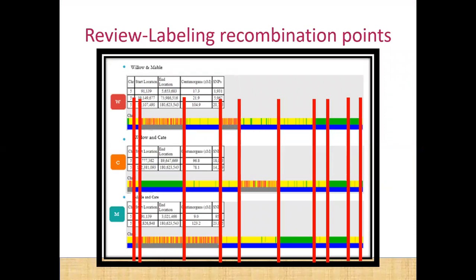In previous steps, we've already marked our recombination lines. Next, we find our points of change and which comparisons those changes happen in.